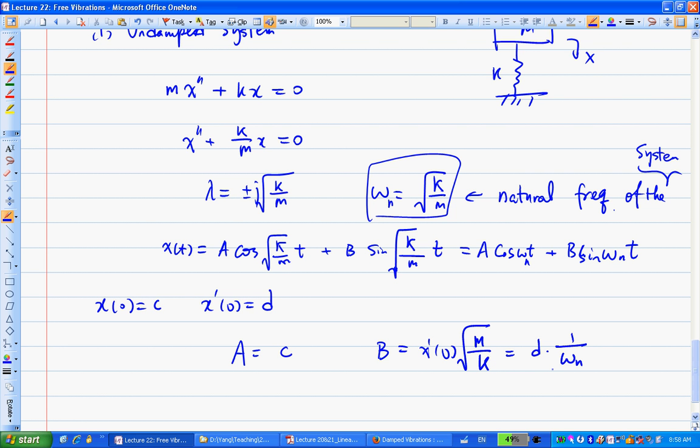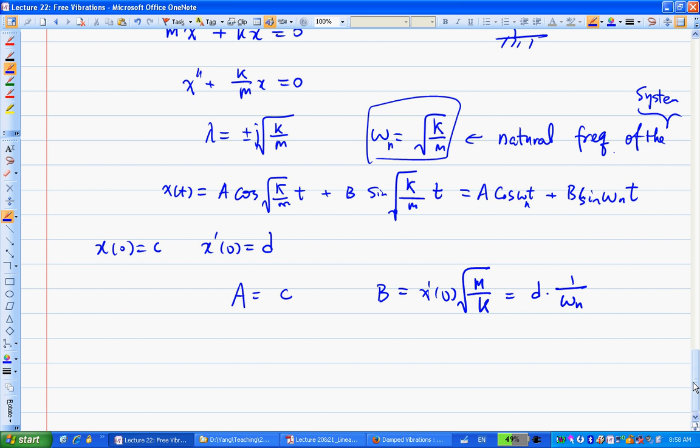Now, what I'm really interested in seeing here is the graph of this x of t. So I'll give you a general graph of this x of t here.